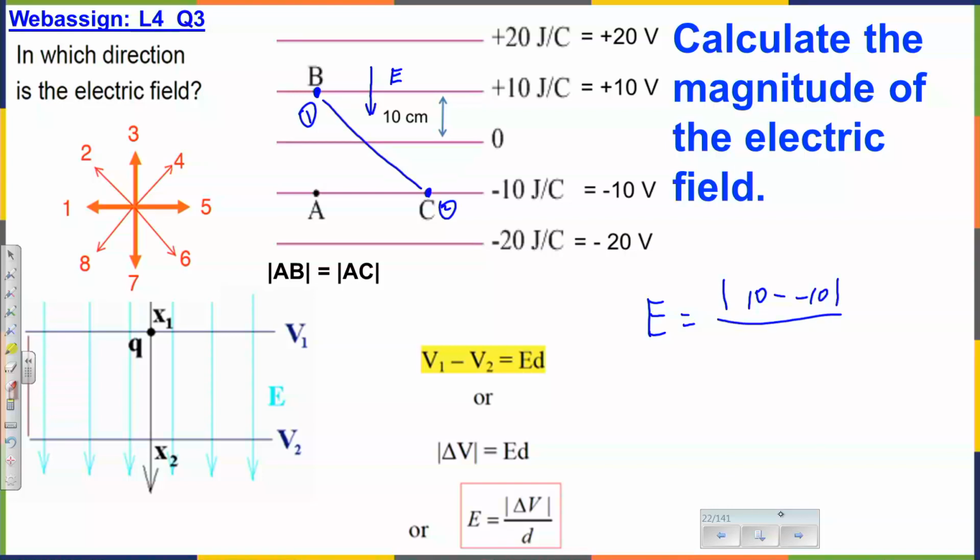This distance is equal to 20 centimeters, another 20 centimeters. So a Pythagorean theorem, square root of 2 times 20, 0.2, I need to use meters. So 20 over square root of 2 of 20, 1 divided by square root of 2, 0.7 volt over a meter.